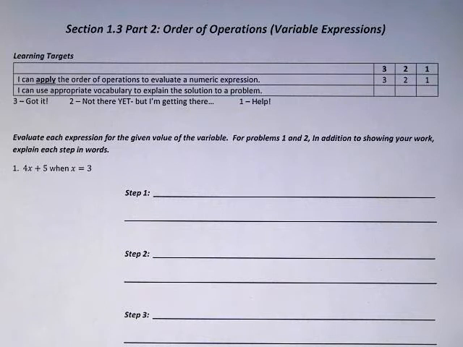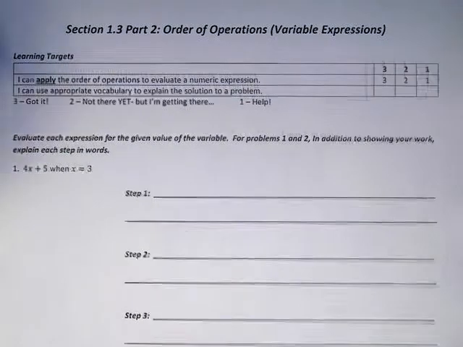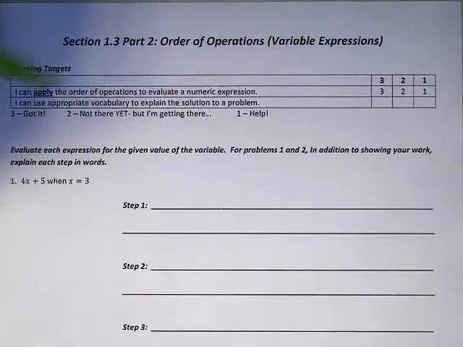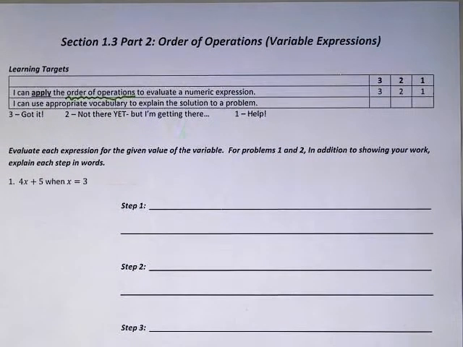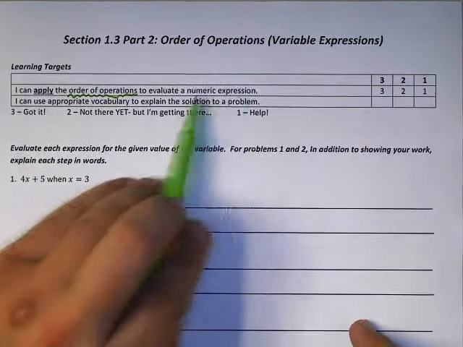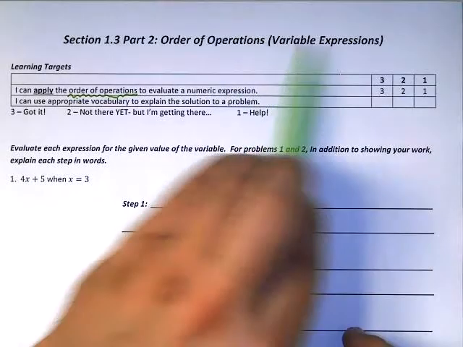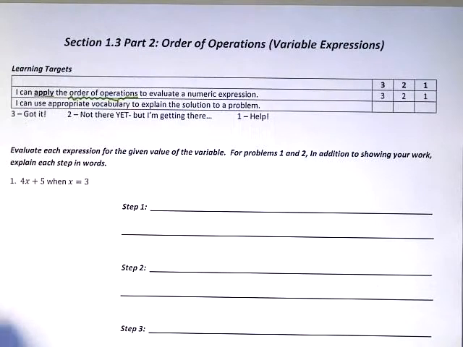So this is still order of operations, and we can definitely tell that because if we look at our learning targets, we're still looking to apply the order of operations. The only difference now is that instead of giving you a numerical expression or numeric expression, we're going to give you variable expressions. Okay? Well, what does that mean?